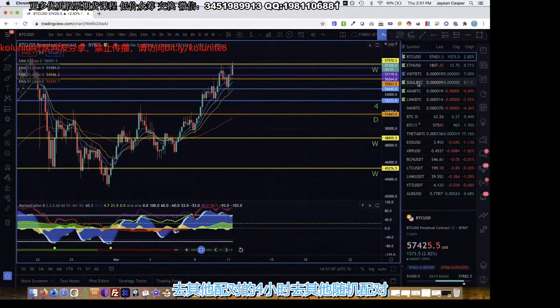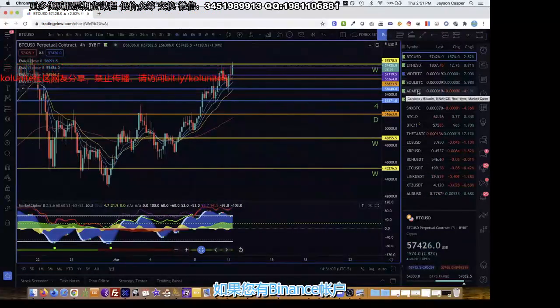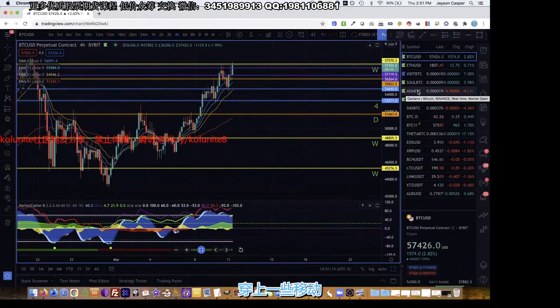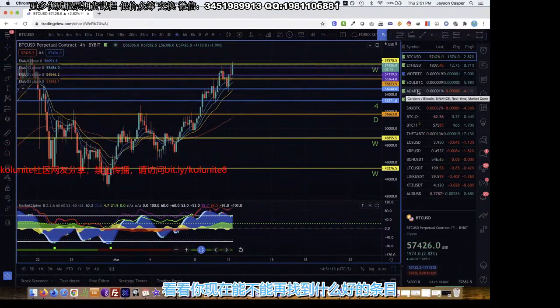So go to some other pairs. Go to some other random pairs. If you have a Binance account, if you have a KuCoin account, go to some random pairs, do your top-down analysis, put on some moving averages, and see if you can find any good entries.